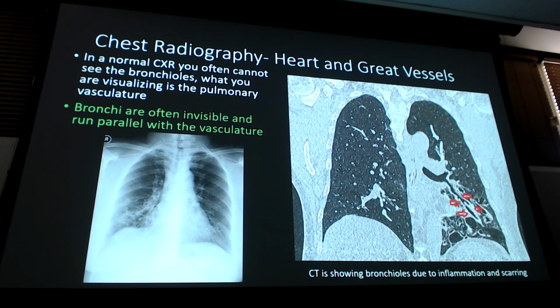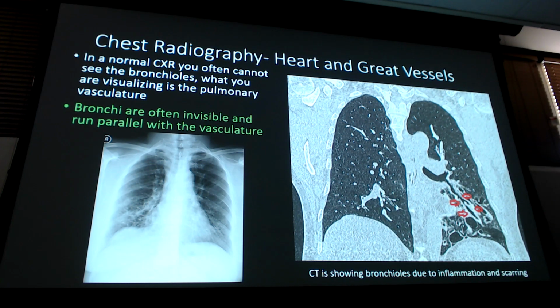Lymphatics as well, yep. But I can't make out the difference between them because it's still a fluid-containing system. So yes, lymphatics as well, right? And so this is where it's saying that the bronchi are often invisible because they run parallel with the vasculature. So what you're seeing here and here is a couple of those cases where you might be able to make out bronchioles. Why? Because there's inflammation and fluid surrounding them, right? That's why they stand out.